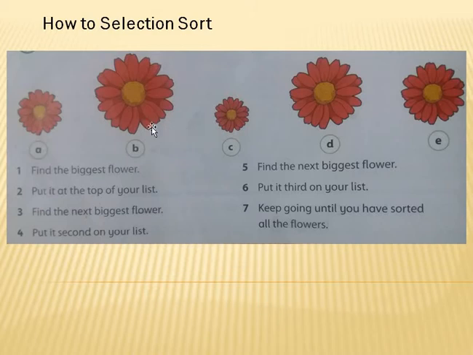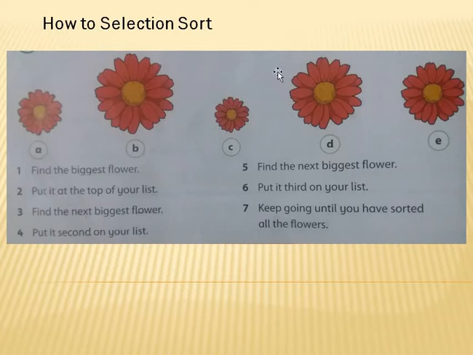Let me ask you, what is the biggest flower? You would notice that B is the biggest flower in this list, so it will come on top of the list. After B, what is the biggest flower? You would notice that B is the biggest flower. So B will come after E.